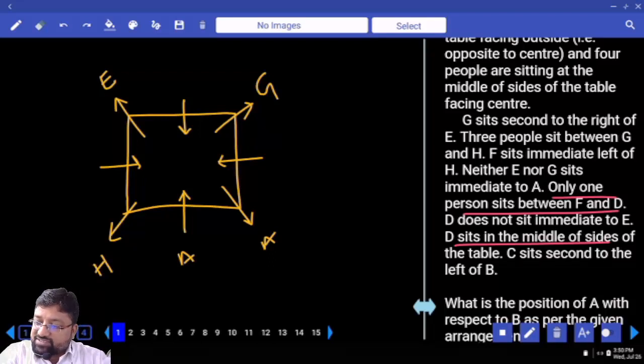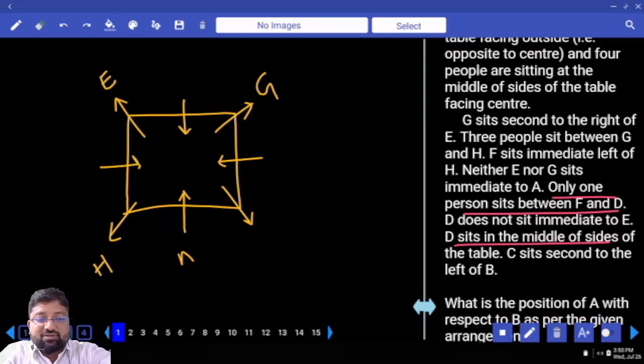Only one person sits between F and D. D does not sit immediate to E. Then D has how many possibilities? Two possibilities. Next, D sits in the middle of the sides. C sits second to the left of B.